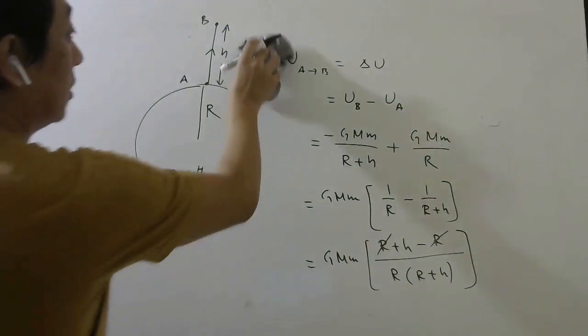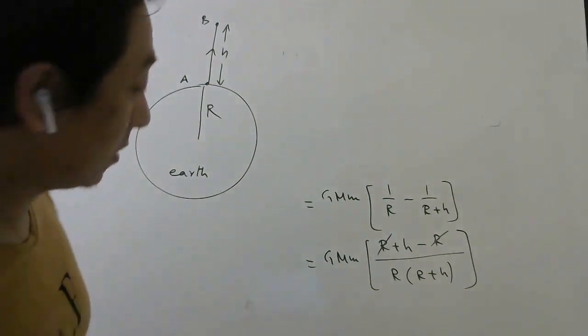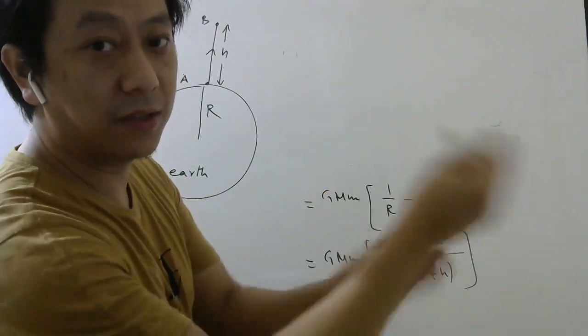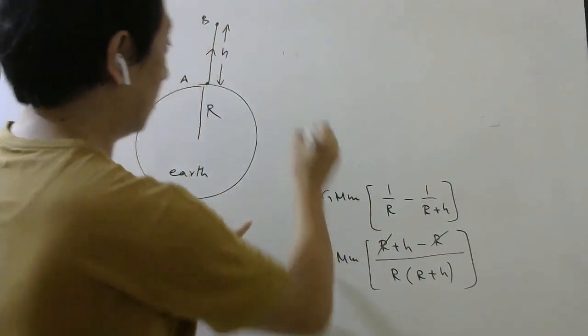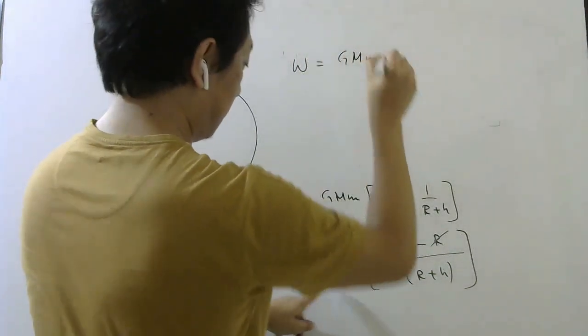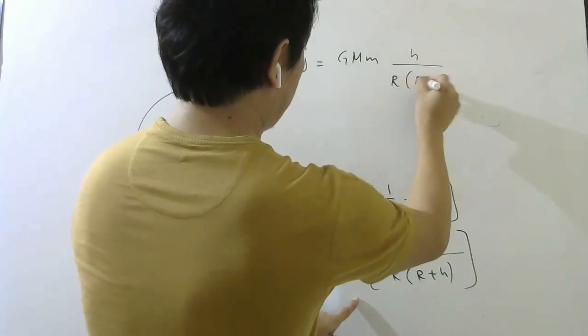So my work done, see this is again if I start from the surface to here only. Otherwise, find the potential energy for two positions and find the change in potential energy, that also if kinetic energy is not changing. So work done will be what? GMm h by R plus h.